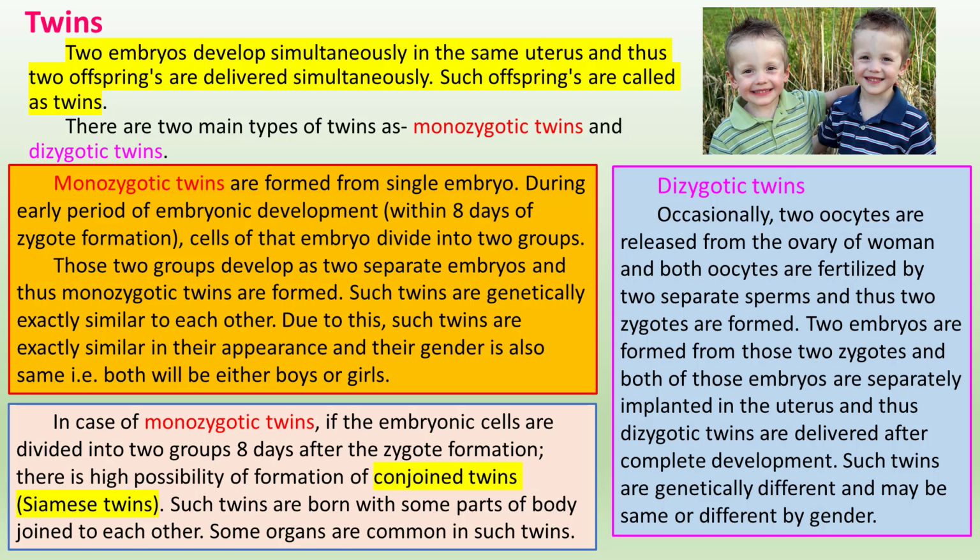In case of monozygotic twins, the embryonic cells are divided into two groups. If this happens 8 days after zygote formation, there is high possibility of formation of conjoined twins, that is Siamese twins. Such twins are born with some parts of the body joined to each other. Some organs are common in such twins.